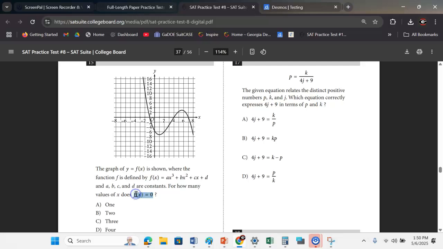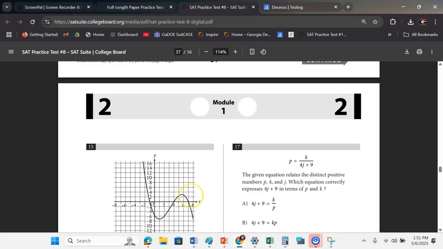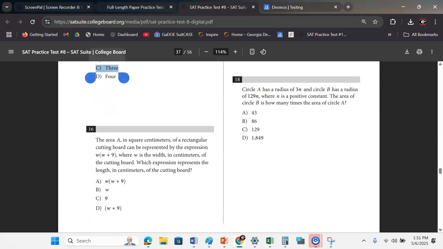F of x equals 0. That is a y value. Therefore, that's an x-intercept. Their answer is 3. 15 is C. 16. Let's look here.